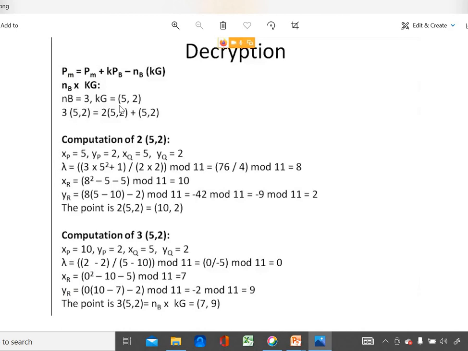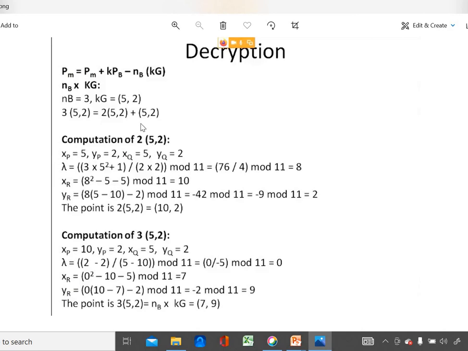So it becomes 3 into (5, 2). We can split it as 2 into (5, 2) plus (5, 2), because it becomes 3 into (5, 2). So now let us calculate this first part, that is 2 into (5, 2).